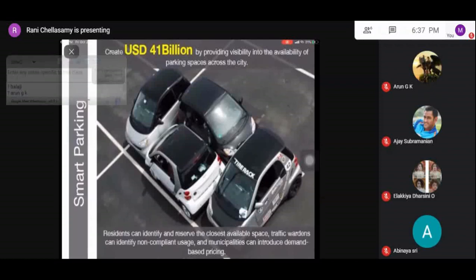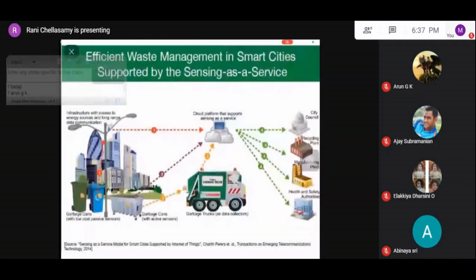Next, efficient waste management in smart cities. So the placement of the garbage bins or the cans. If the garbage is filled up, then it will give an alert or a voice message like that. Some sensors will be fixed on it to give the alert message to the persons who are coming and disposing their waste in the bins. Okay.